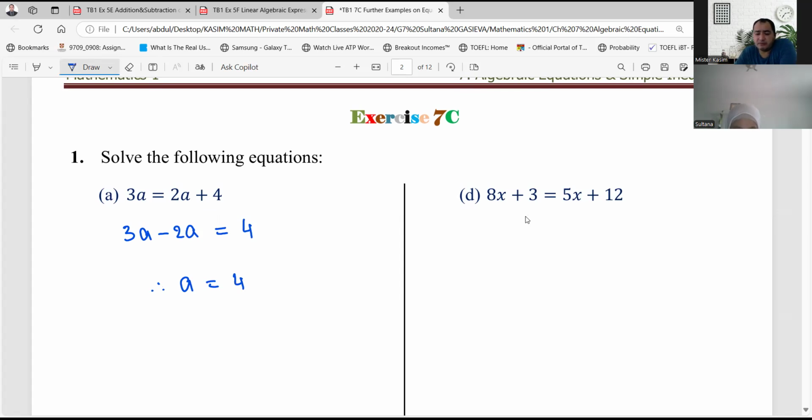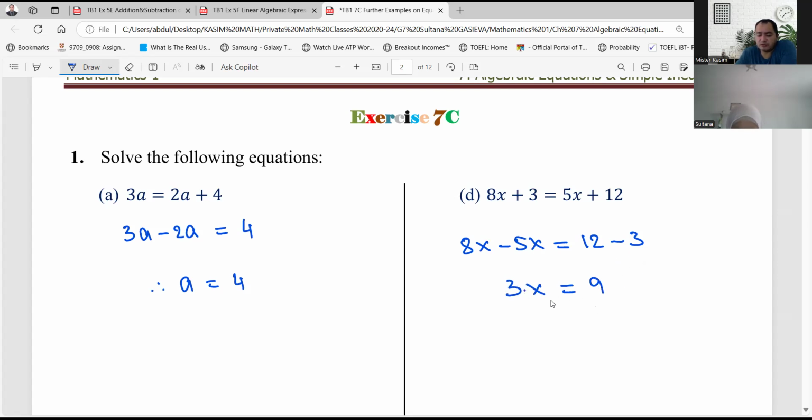I have numbers and variables on the left, numbers and variables on the right. So I'm going to move unknowns to the left, numbers to the right. When we do so, do not forget to change the sign. 8x, here we have positive 5x, becomes negative 5x. So still I have here positive 12, and positive 3 is moving to the right-hand side, becomes negative 3. 8x minus 5x is 3x, equals 12 minus 3 is 9.